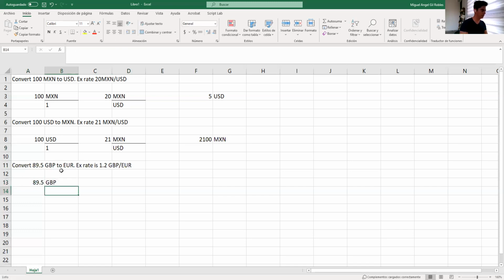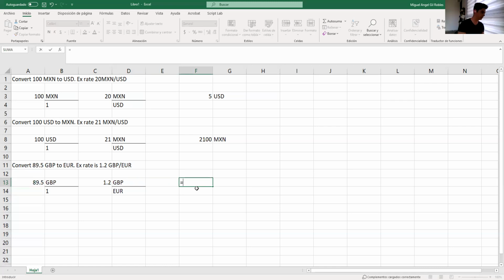89.5 pounds, and I have it in here as just like this, right? Like one. So these are my pounds. Then I write the exchange rate, 1.2 pounds over euro. So now let's think if I need to multiply or divide. I have pounds on top, pounds on top. That means that I need to what? I need to divide, right? And it will look something like this, 74 euros.